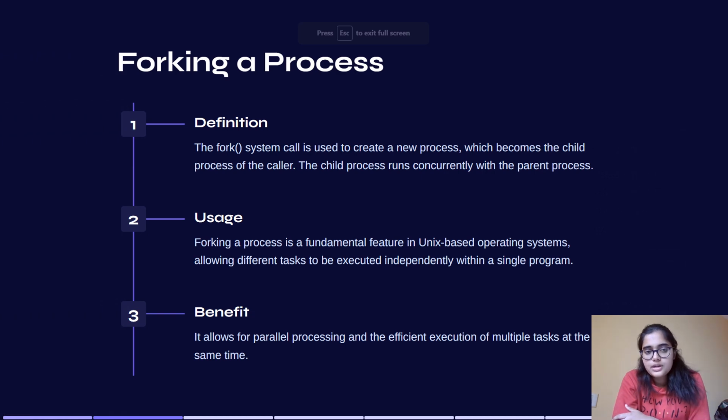Now let's discuss the first one, which is the fork system call. A fork system call is used to create a new process, which becomes the child process of the caller. The child process runs concurrently with the parent process. The fork system call is a fundamental feature in Unix-based operating systems which allows different tasks to be executed independently within a single program. The benefit of the fork system call is that it allows for parallel processing and the efficient execution of multiple tasks at the same time.